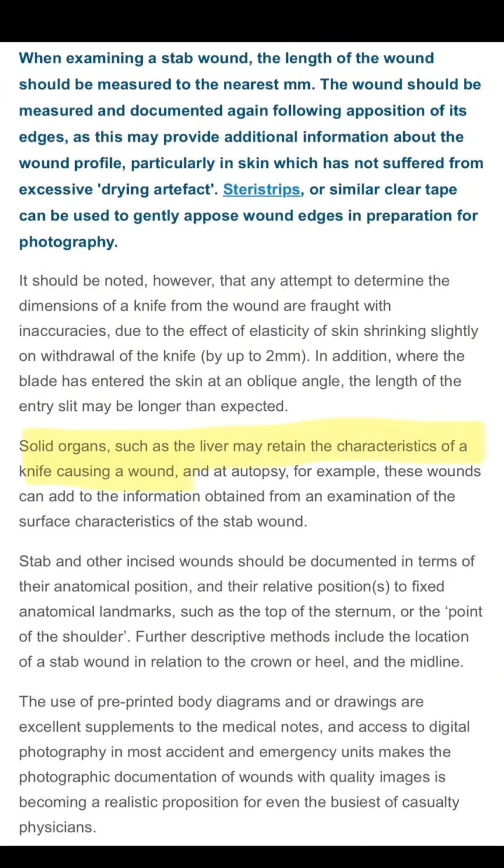And it says solid organs, such as the liver, may retain the characteristics of a knife causing a wound, because it's saying it can be fraught with inaccuracies trying to measure the dimensions of the knife because of skin elasticity shrinking. So it's interesting. I thought that part was interesting because they would be able to tell by the organ what type of knife.